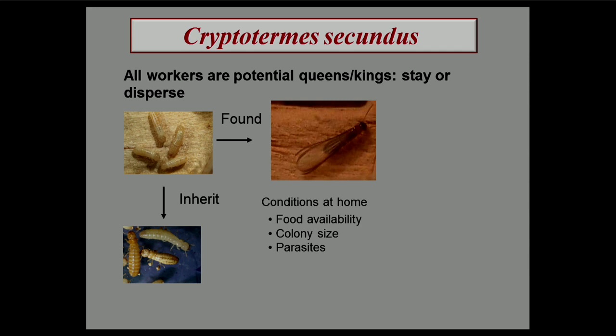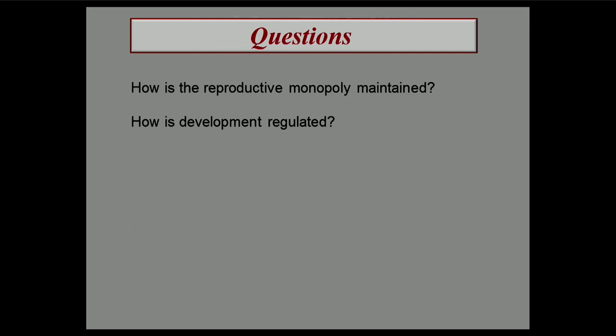Okay, what I'm going to show you then is, so we are shifting now from the ultimate why questions to the how questions about the mechanism. And what we were getting interested in is actually how this reproductive monopoly is maintained within the colony. Because when all the workers are potential kings and queens, how can a queen maintain the reproductive monopoly? And associated with this question is, how is the development of these individuals regulated when they are so plastic?